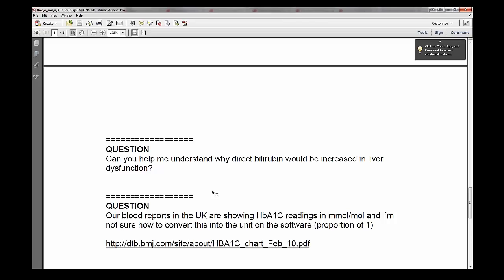So the indirect bilirubin is the bilirubin that's come straight from the body into the liver and is non-water soluble.